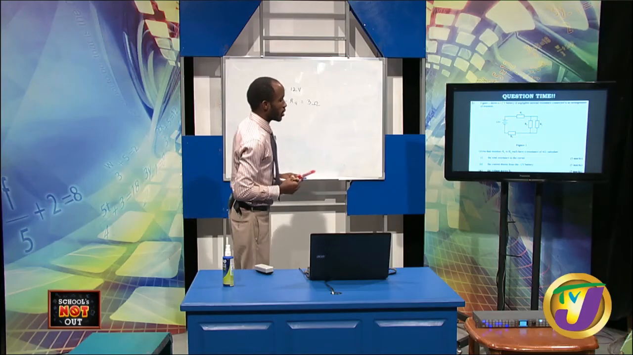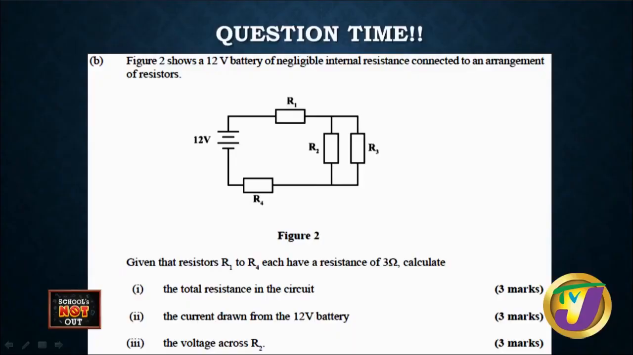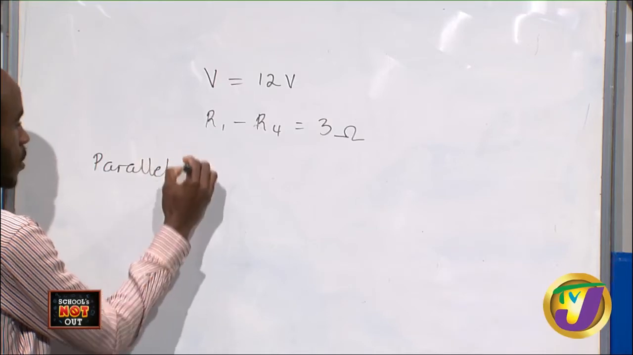Now, what is the total resistance in the circuit? Here's how this works out. We have a series parallel arrangement. If it was just series, we would just say R1 plus R2 plus R3 plus R4, but we can't do that because we have a parallel arrangement and that's reciprocal and all of that. So what we have to do is work it out separately. Work out the parallel section first. All right?